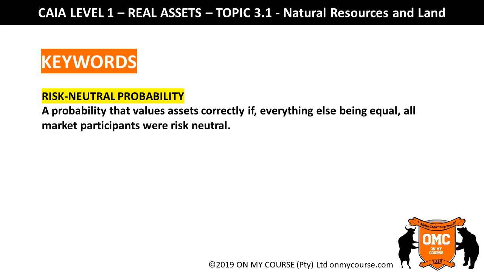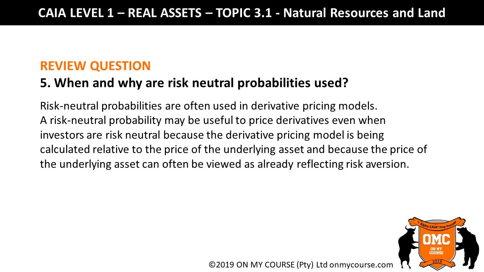So review question 5. When and why are risk-neutral probabilities used? Risk-neutral probabilities are often used in derivative pricing models. A risk-neutral probability may be useful to price derivatives even when investors are not risk-neutral, because the derivative pricing model is being calculated relative to the price of the underlying asset, and because the price of the underlying asset can often be viewed as already reflecting risk aversion.